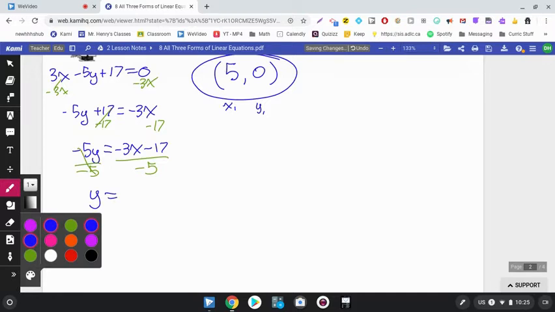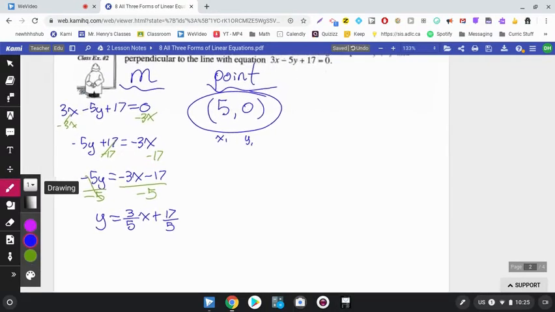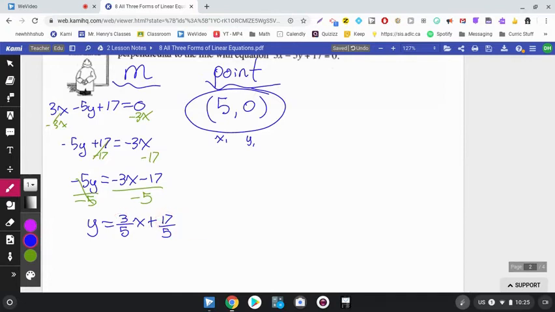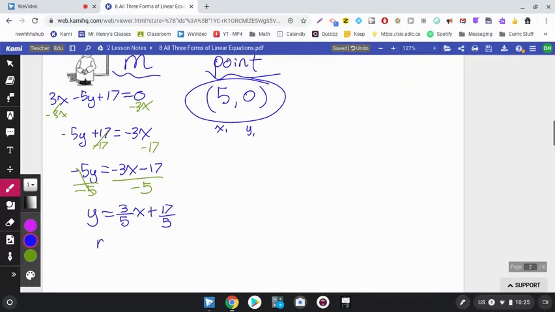Negative 3 divided by negative 5 would be positive 3/5 x. Negative 17 divided by negative 5, again positive 17/5. So what this told me is the equation I'm referencing has a slope of 3/5 and a y-intercept of 17/5. I don't care about that y-intercept. All I cared about is the slope. So the slope of this one is 3/5. But what I wanted was slope perpendicular.